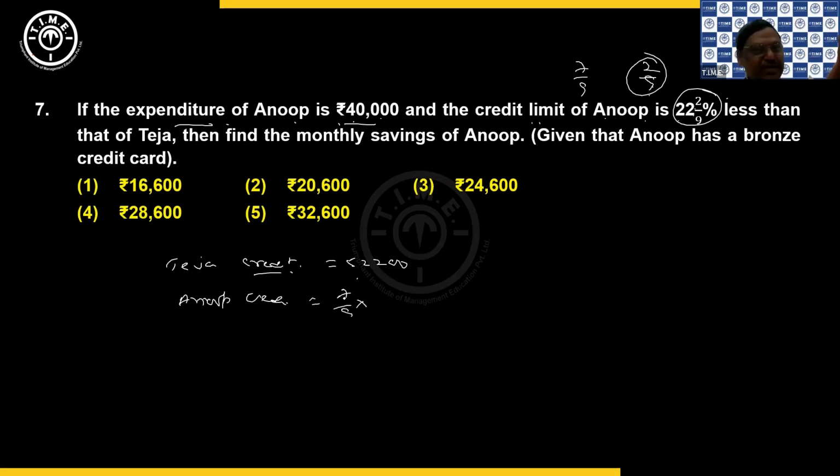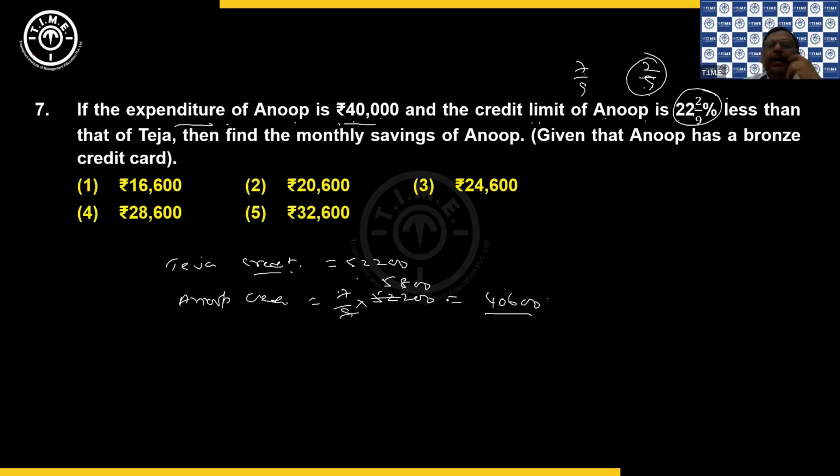See, 1/3 less means you say 2/3. 1/4 less means I can say 3/4. 2/9 less means I can say 7/9 of this. You can see 9 5s are 45, 9 8s are 72. 7 8s are 56, 7 5s are 35 plus 5, 40, 40,600. This is Anup's credit limit.